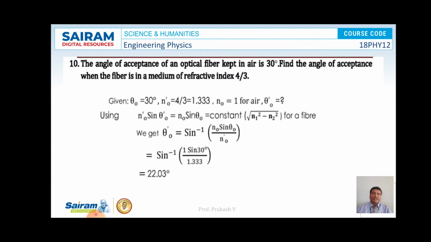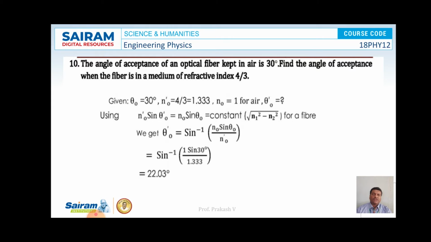The angle of acceptance of an optical fiber kept in air is 30 degrees. Find the angle of acceptance when the fiber is in a medium of refractive index 4 by 3. So here the theta naught value is given as 30 degrees and n0 dash is equal to 4 by 3 or 1.333, and n0 is equal to 1 for air. So what is the value of theta naught dash?